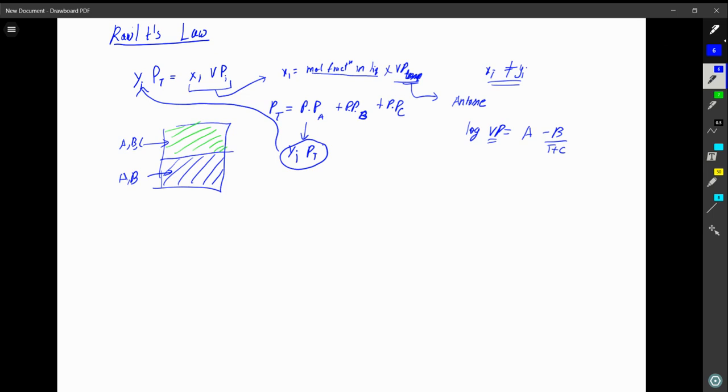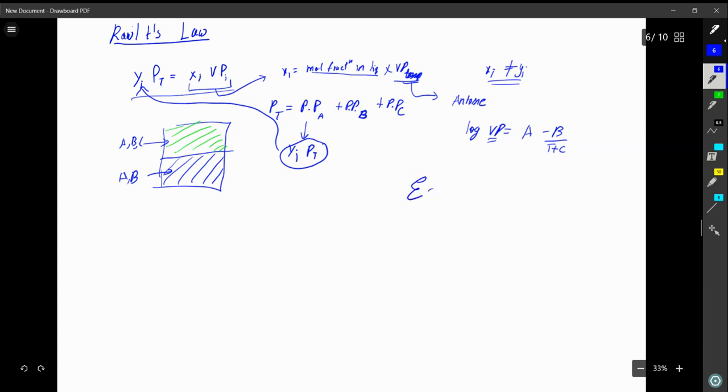This is the general thing, but one thing you need to keep in mind is that Raoult's law is only applicable in the equilibrium case. If the equilibrium is not maintained, say there is no liquid and there's only gas, then this does not hold.